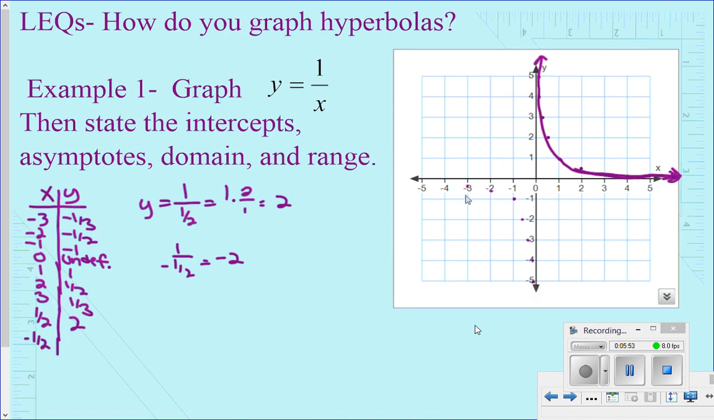Same thing over here. If I put in, let's say, negative 4, I'm getting negative 1/4. Negative 5 is negative 1/5, and so forth. So I'm seeing that it's getting really, really close to the x-axis, and it's getting really, really close to the y-axis. So once again, I'm going to draw that curve in, connecting those points and curving here as well, getting really close to but not touching the x and y axes. Okay. So what we have here, this graph right now, that is a hyperbola.